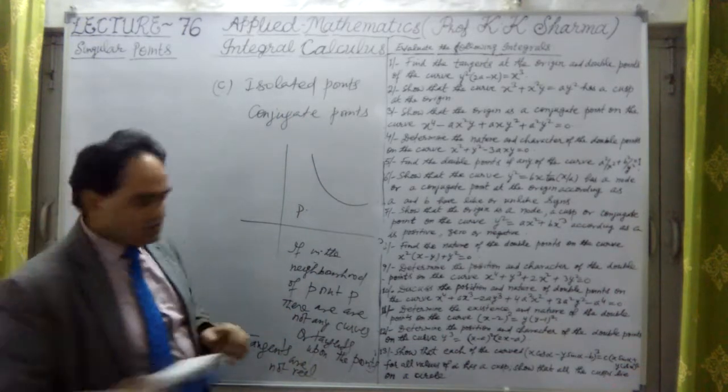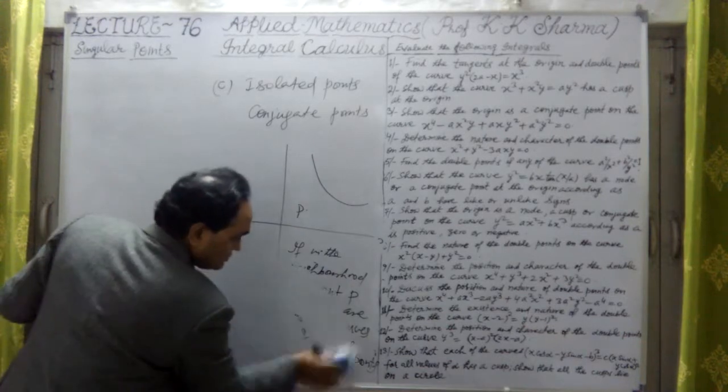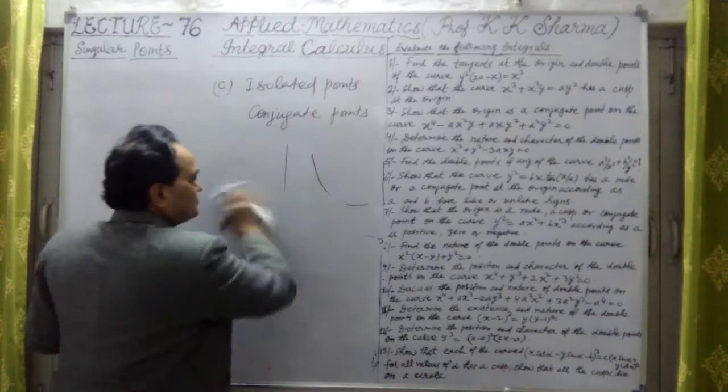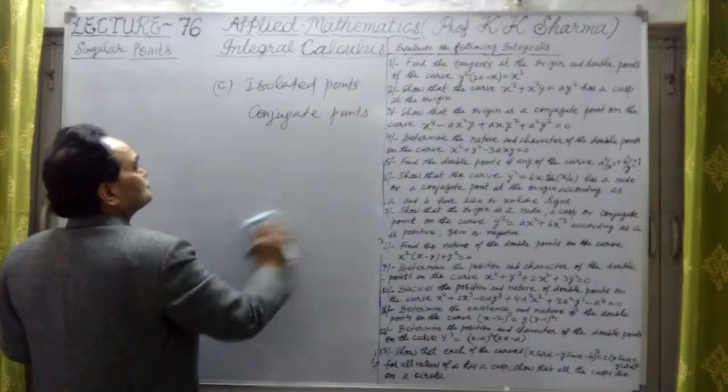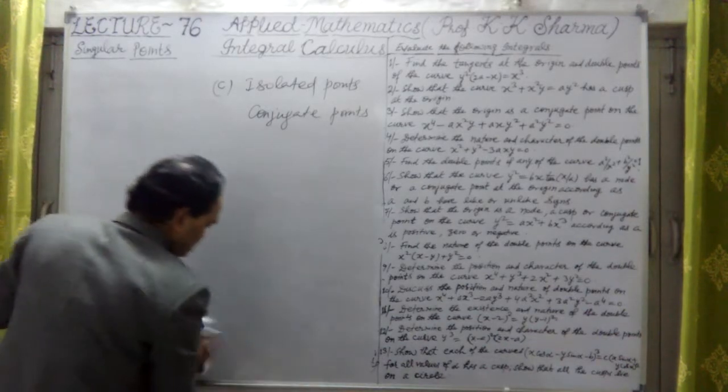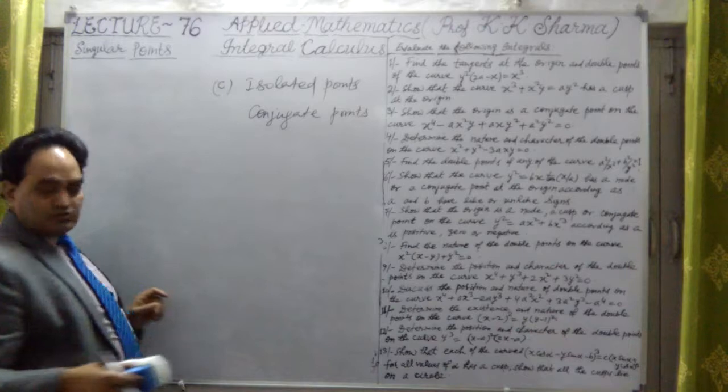Okay, so this is what we call imaginary points or conjugate points in this case. So conjugate points or isolated points. This is isolated points or conjugate points.